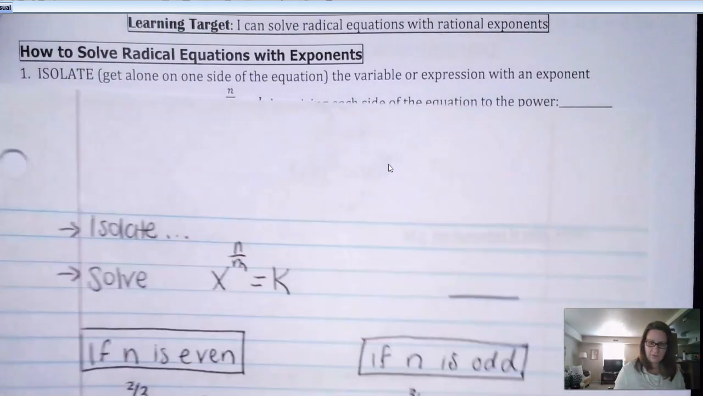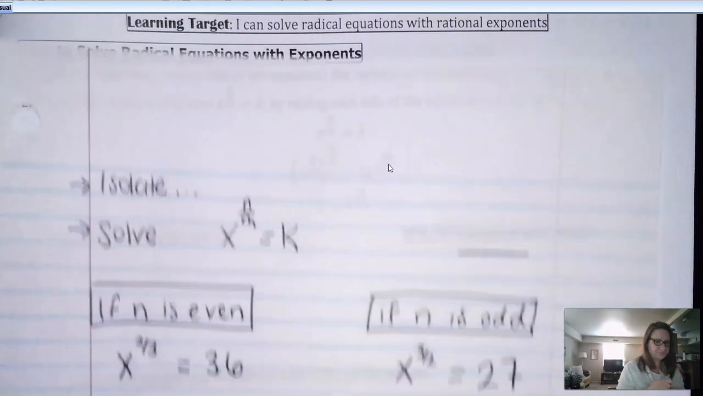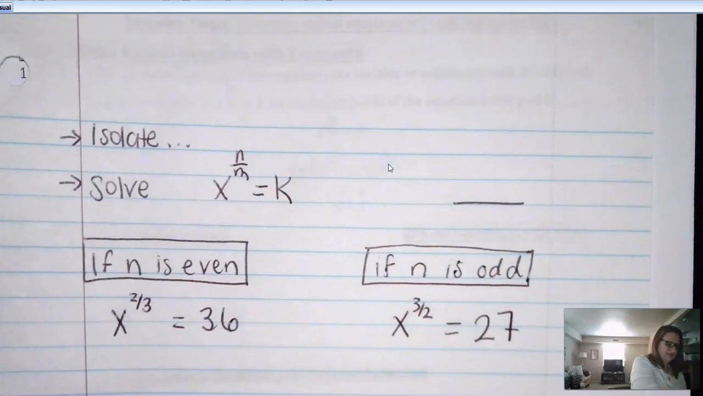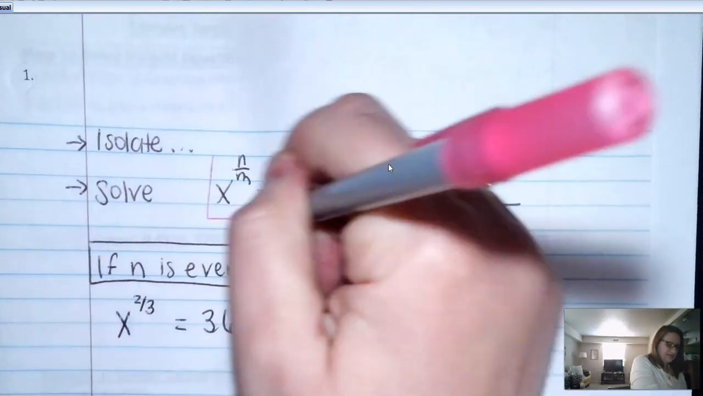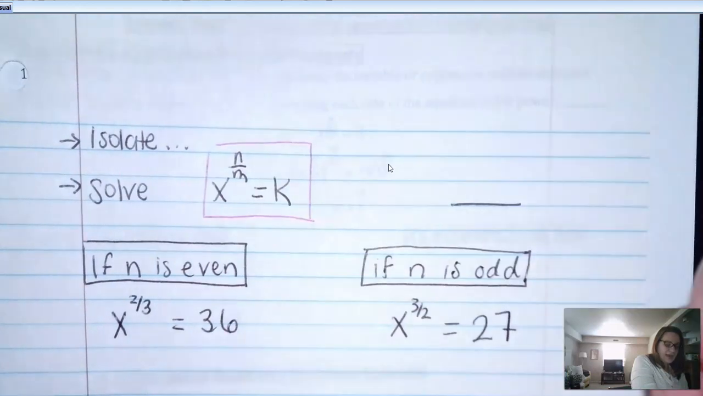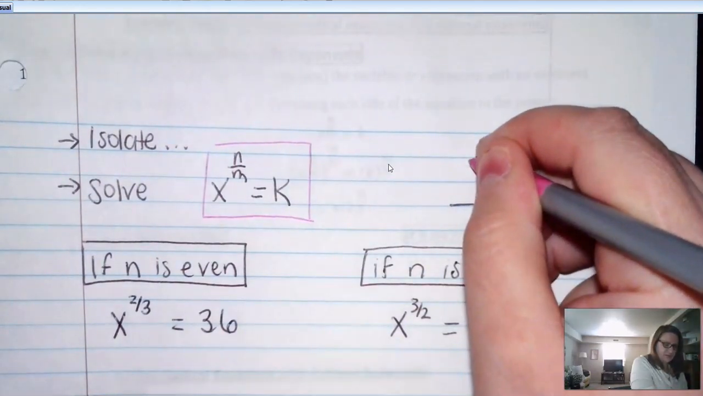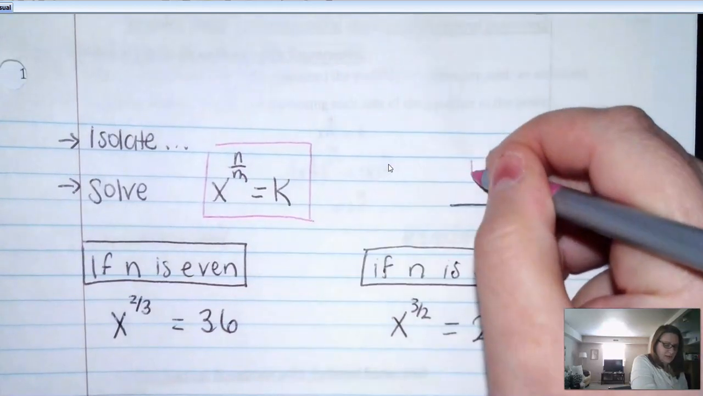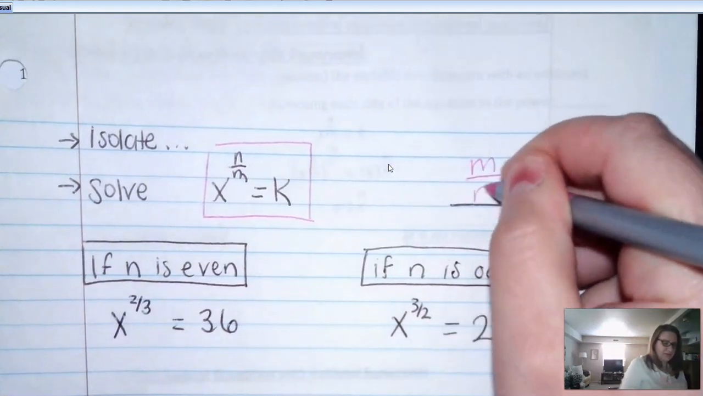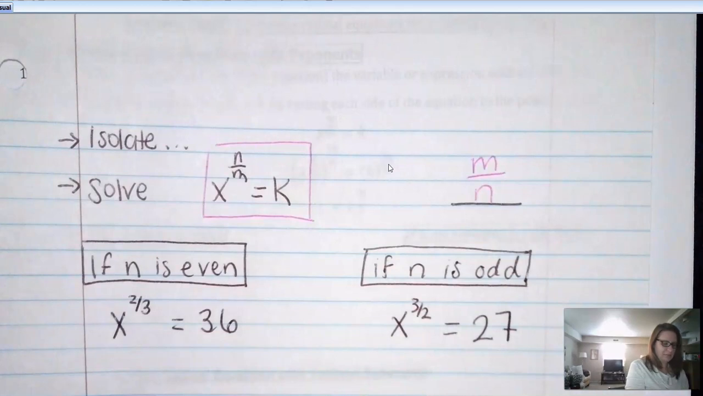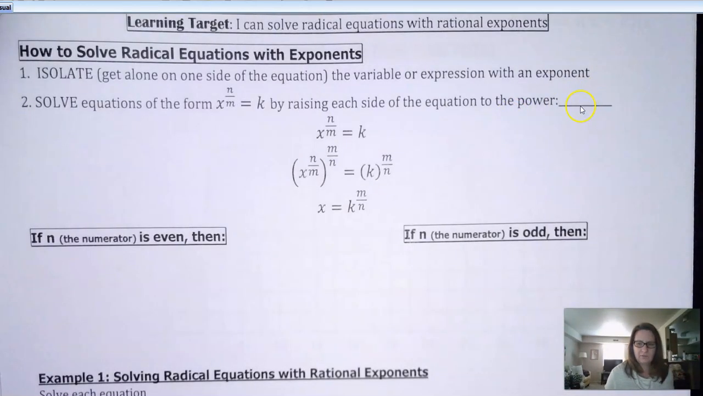But in that little blank spot, before we get to the n is even, n is odd, all that, this is the equation you're solving. The power you are going to raise both sides to is going to be the reciprocal of that exponent in the original equation. So m over n is what I'm looking for in that little blank right there.